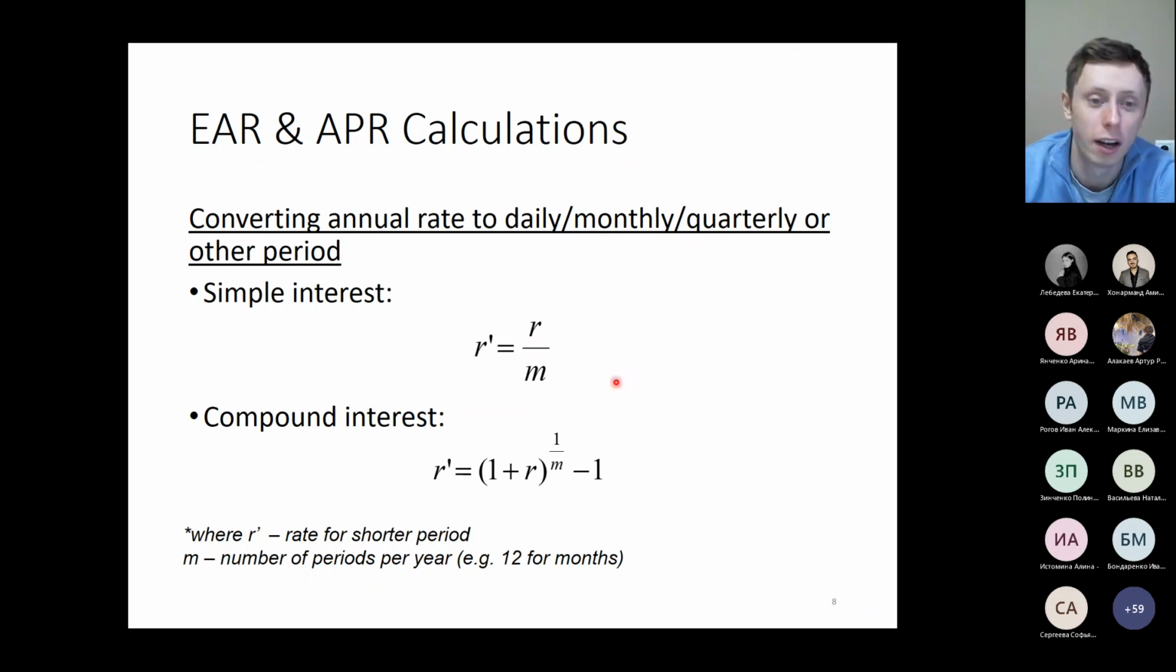If it would be days, it would be 365, or sometimes when we consider only working days, it would be something around 200. And no, this is a simple thing. If we consider compound interest, which is mostly the case, then we use a slightly different formula, but still not that difficult to compute. This is it. So this is 1 plus the annual rate in the power of 1 divided by M, where M is the number of smaller periods within the year.